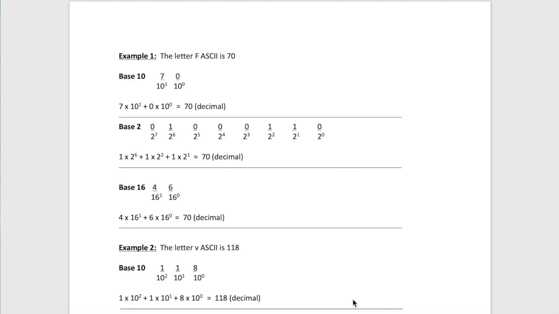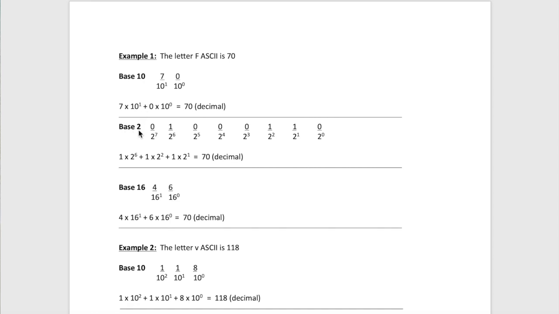Okay, so we have 2 examples. Example 1, example 2. We have F, the ASCII is 70, and we also have the lowercase v, whose ASCII is 118, and we'll work through these 2 and show all 3 bases and their conversions. So, base 10. What does that mean? 10 symbols, 0 through 9: 0, 1, 2, 3, 4, 5, 6, 7, 8, 9.